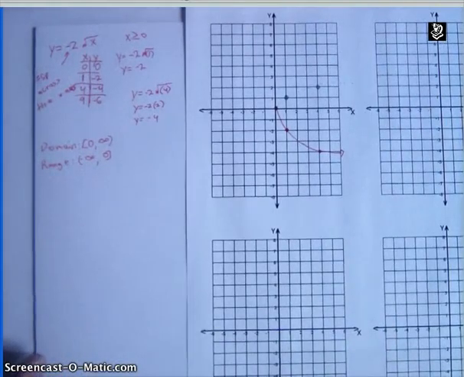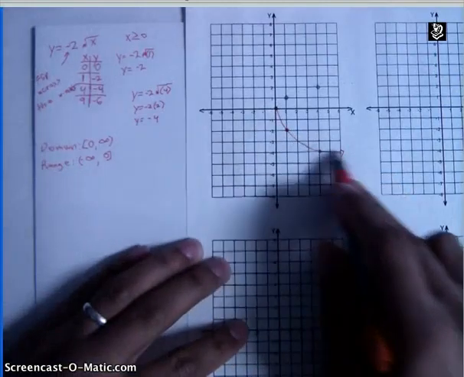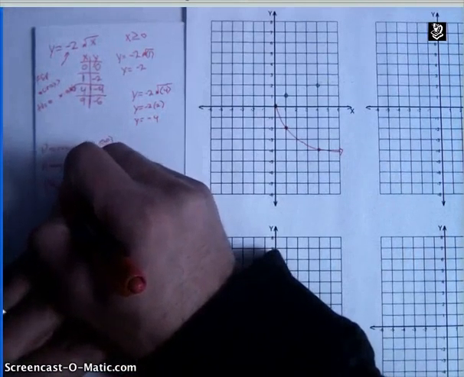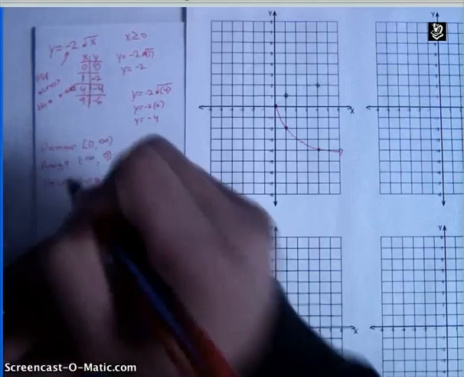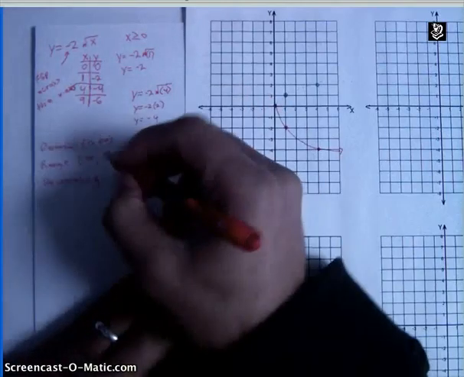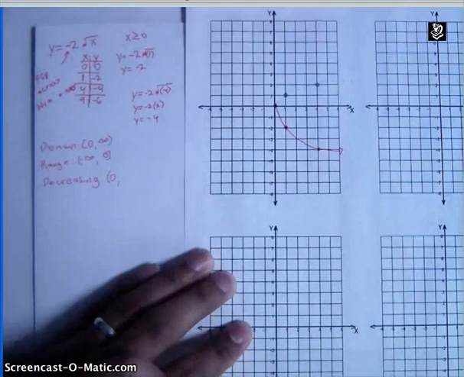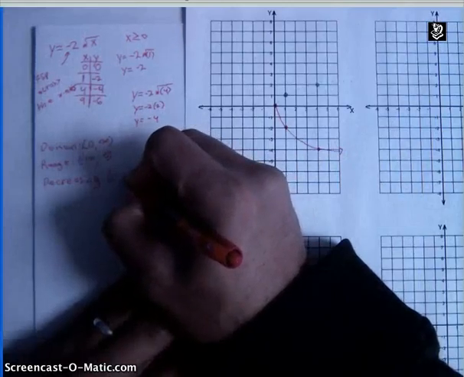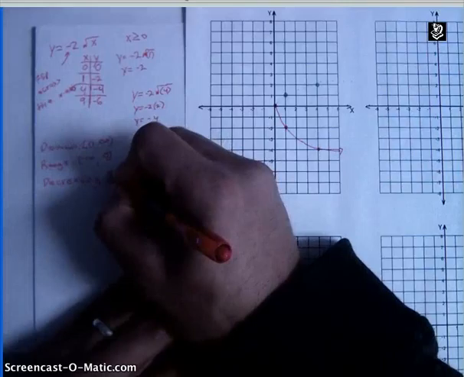Now I need to know if it's increasing or decreasing. If I look from left to right, I'm going down, so it has to be decreasing. We don't have an increasing interval, we have a decreasing interval. The interval that is decreasing starts at 0, and it's going to be decreasing all the way through infinity. It's going to continue to decrease going to the right no matter what. Make sure you put a bracket here.